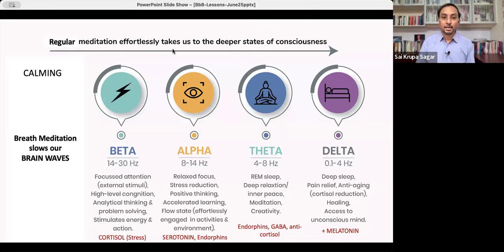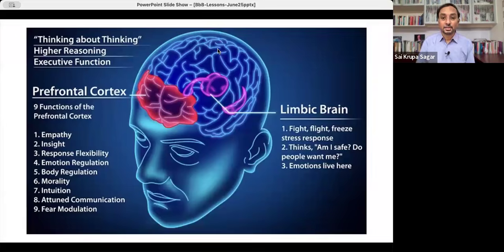Right? So regular meditation takes us into deeper states of consciousness. And the deeper you go, your body relaxes, your brain relaxes, it generates the right calming neurochemicals and makes sure your body functions happen rightly.